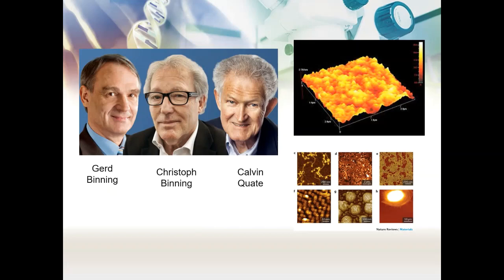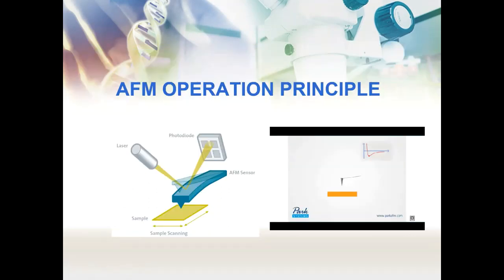AFM allows accurate and non-destructive measurements of the topographical, electrical, magnetic, chemical, optical, and mechanical properties of the sample surface with very high resolution in air, liquids, or ultra-high vacuum. The instrument uses a cantilever with a sharp tip at the end to scan over the sample surface.